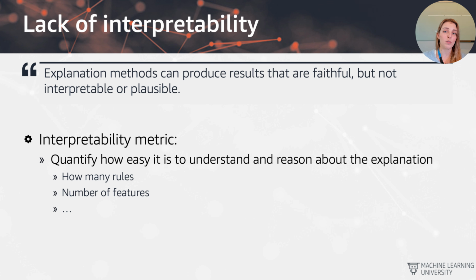Next, we have lack of interpretability. So explanation methods, they can produce results that are faithful but not necessarily interpretable or plausible. So imagine that you're creating an explanation that is a very long, very complex mathematical description, maybe even the full equation. You could think about the model itself. You could just provide the equation as an explanation, but that's not necessarily understandable or interpretable by lay individuals. So we need to quantify how easy it is to understand and reason about the explanation, and that usually comes down to how many rules we have and how many features are being used. And generally we should limit the number of rules and number of features as much as possible to make it able to digest the explanation.